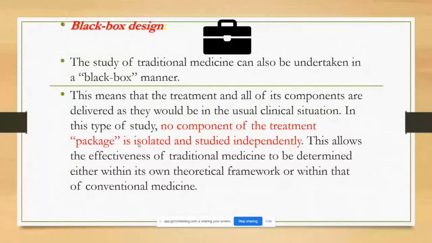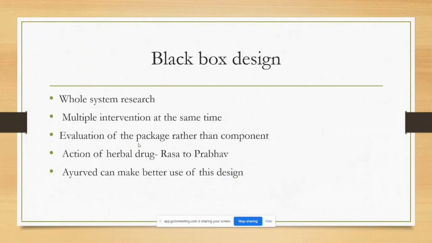Means if we don't know anything about the drug, for example, any new drug which is not elaborately discussed in our Brihatrayi or in our Samhitas, any herb from the Himalayas, if we don't know its rasa, guna, vipaka, prabhava and karma, then such not knowing anything of that drug is called a black box. So black box contains whole system research, as in Ayurveda, multiple interventions at the same time. We are giving procedures, and we are giving multiple shamanoushadhis at the same time. So which intervention has worked properly, we do not come to know. So this is black box design.